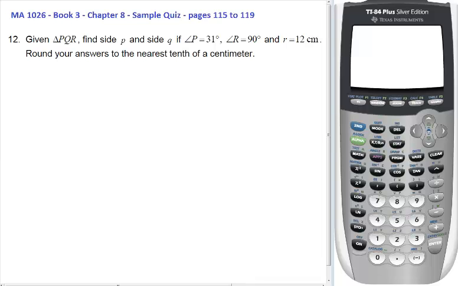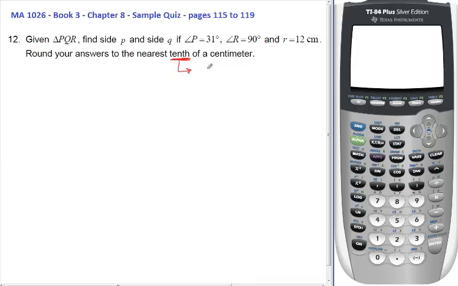Hello students, we're going to look at the solution to the first long answer or full solution question, number 12, part of your chapter 8 sample quiz at the end of book 3. So let's look at this one. In triangle PQR, find side P and side Q if angle P is 31 degrees, angle R is 90 degrees, and side R is 12 centimeters. Round your answer to the nearest tenth of a centimeter.